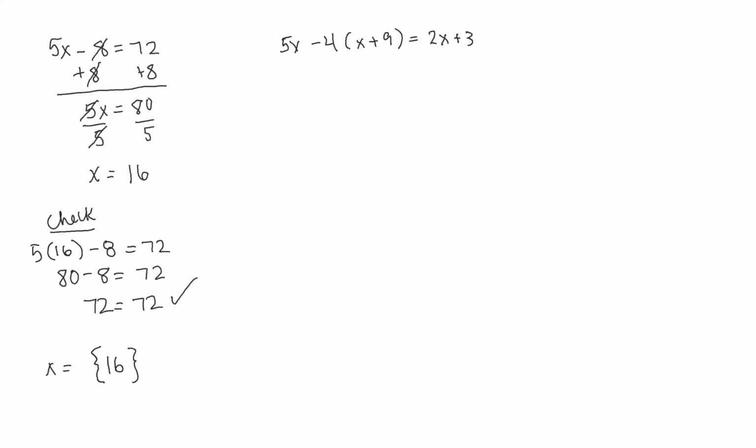So let's do that. First thing I'm going to do is get rid of parentheses, and we do that by using the distributive property. So I'm going to take this -4 and I'm going to distribute it through the x plus 9. So first thing, I'm just going to drop down my 5x, and then I'm going to take -4 times x, which gives me -4x. Then -4 times +9 gives me -36. Watch your signs. And then I'm just going to rewrite the right-hand side of the equation.